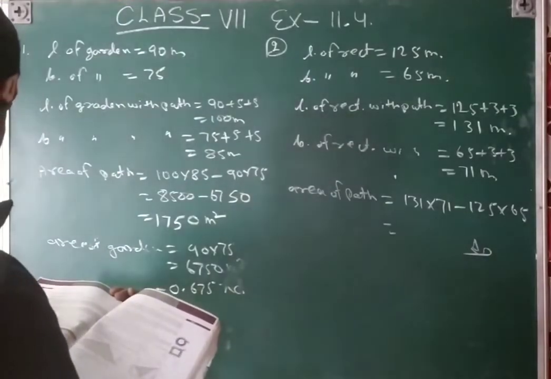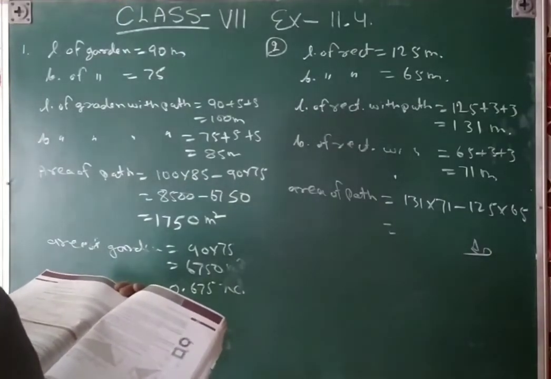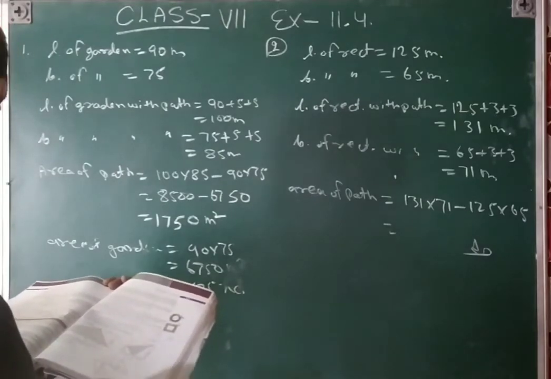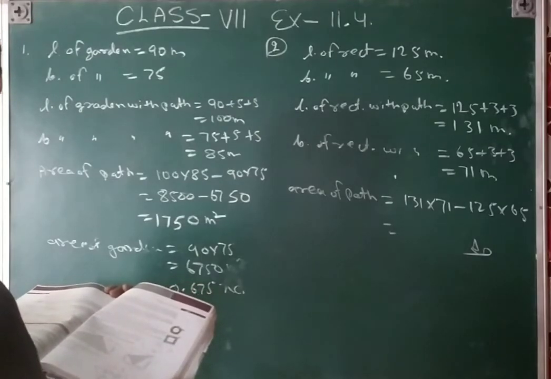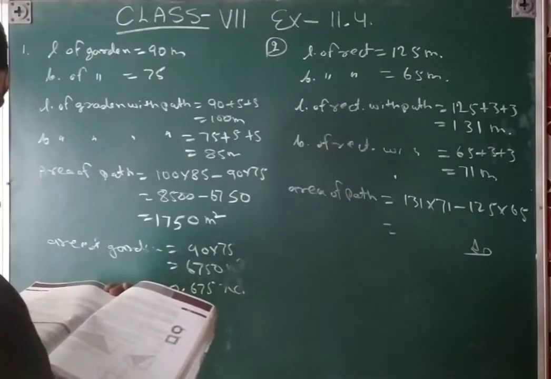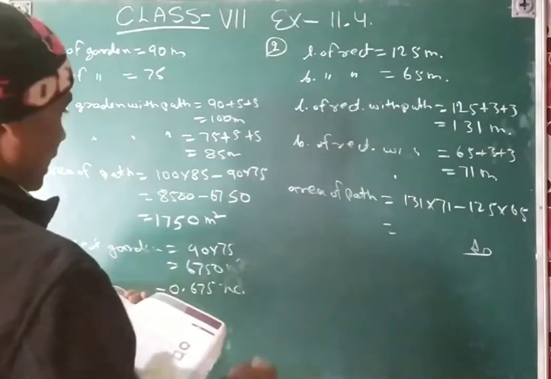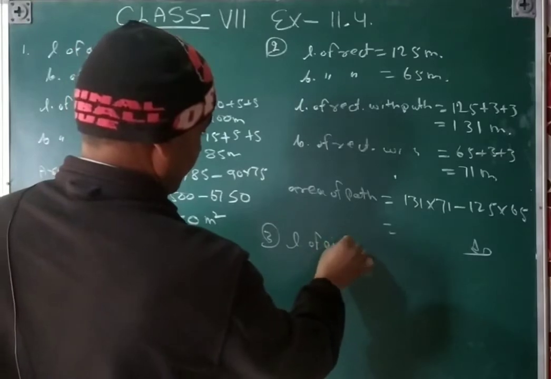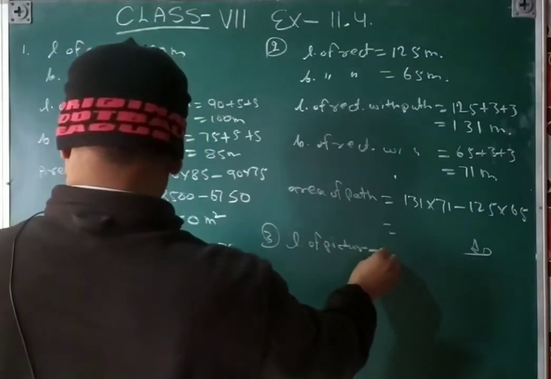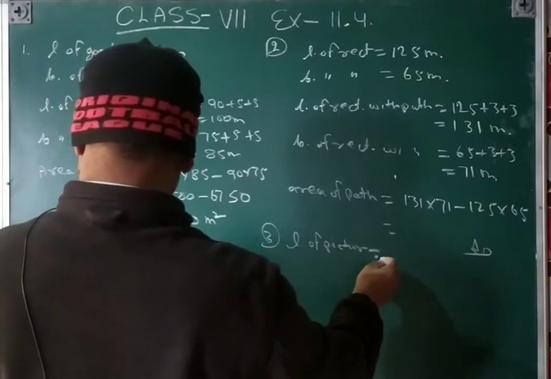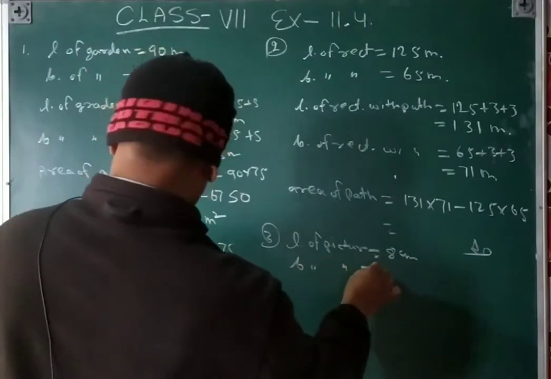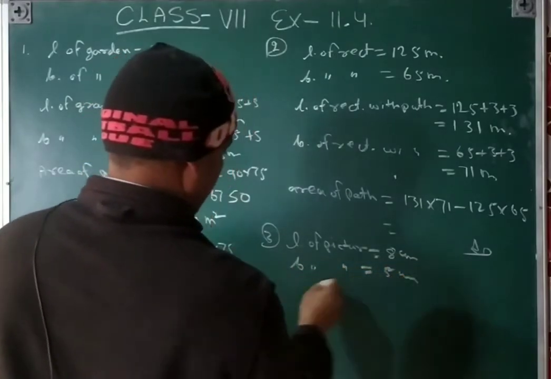After that, question number 3: a picture is painted on a cardboard 8 cm long, 5 cm wide, such that there is a margin of 1.5 cm along each side. Find the total area of margin. Length of picture is equal to 8 centimeter. Breadth of picture is equal to 5 centimeter.